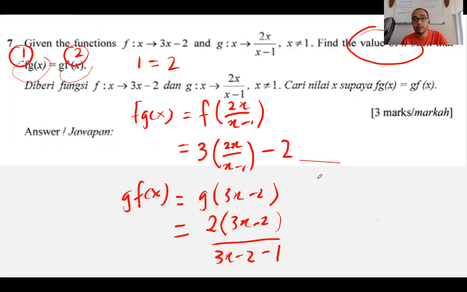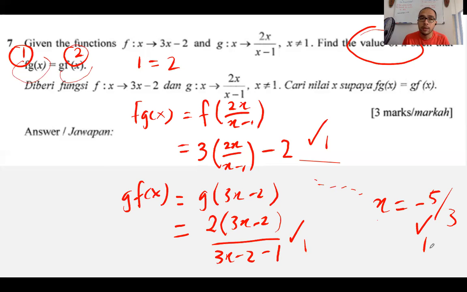Okay. Now, I probably don't have the time to go through all this. But if you have the patience, do the calculation on this. Okay, be careful when you do the simplification. But after you do this, semua kamu akan dapat x equals to negative 5 over 3. This is our final answer. Ini satu markah, ini satu markah, ini satu markah.